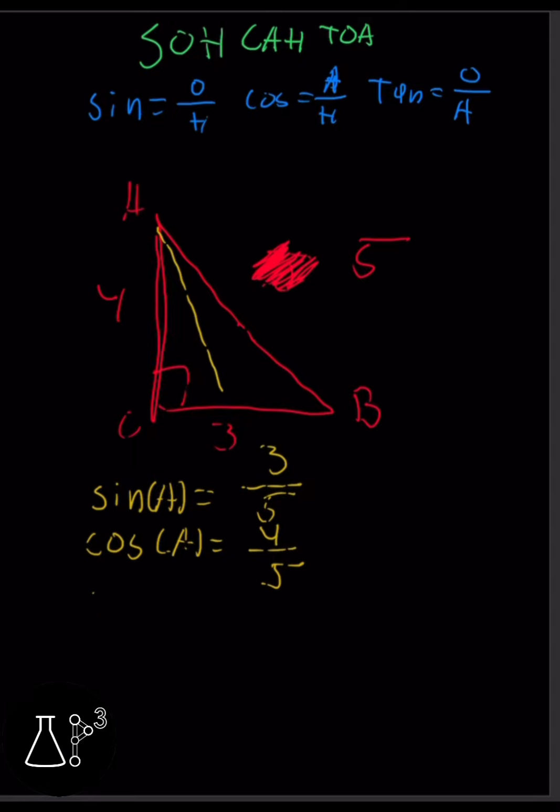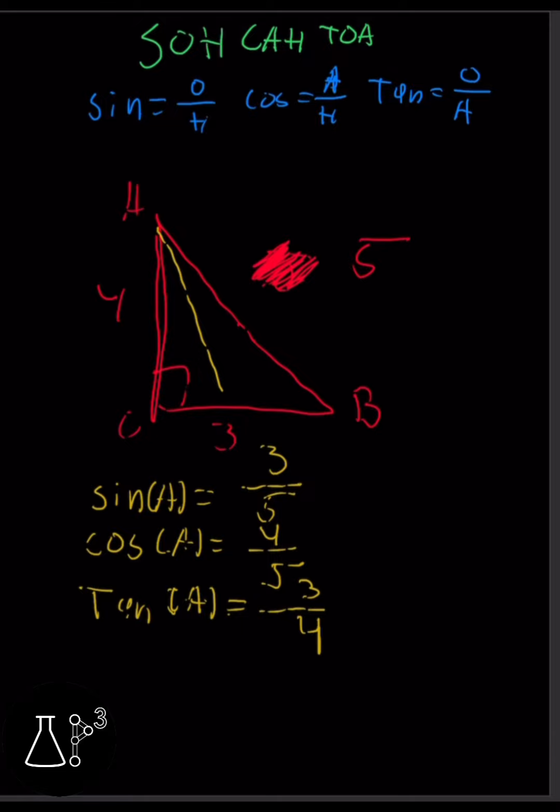And now we're going to do tangent last. So tangent of A. And this time we're not going to use the hypotenuse. In this specific example, we only use our opposite and adjacent. So tangent of A is going to equal, again, the opposite side length, which in this case is going to be 3. And then our adjacent is going to be the side length closest to A, which in this case is going to be 4. And that's how you use SOHCAHTOA for A.